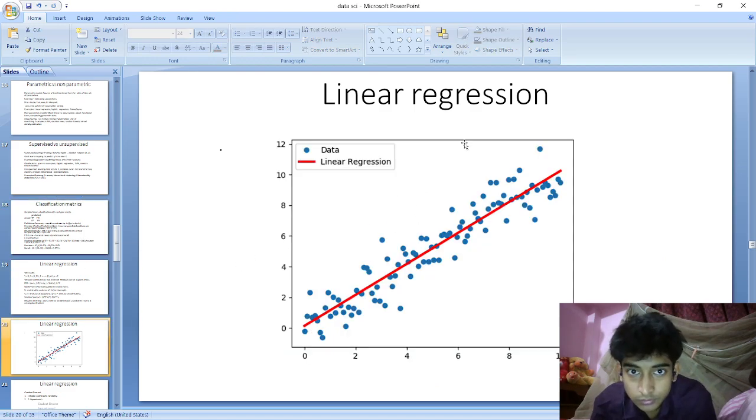Here is the representation of linear regression. These are the data points, and here we draw a straight line which tries to predict the numerical value.